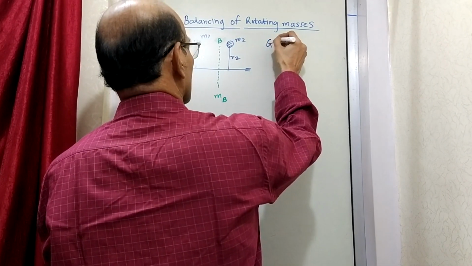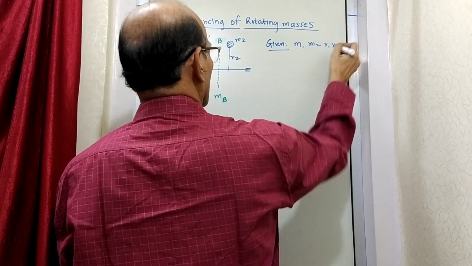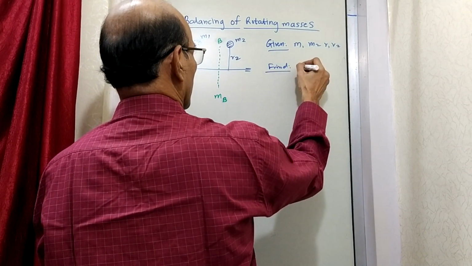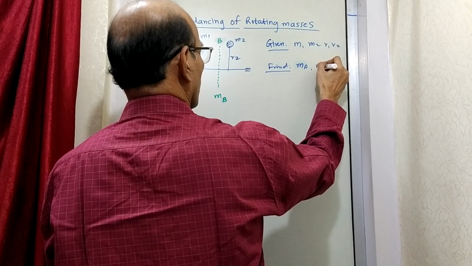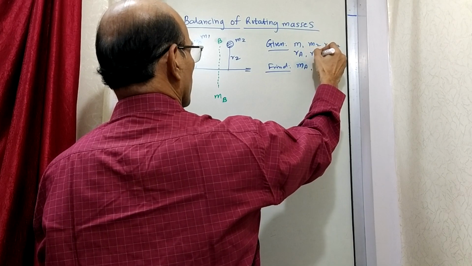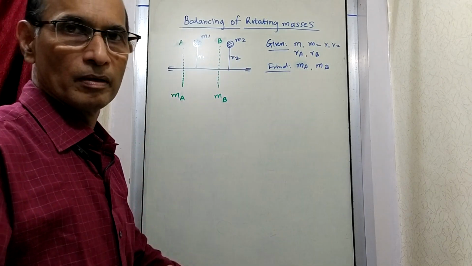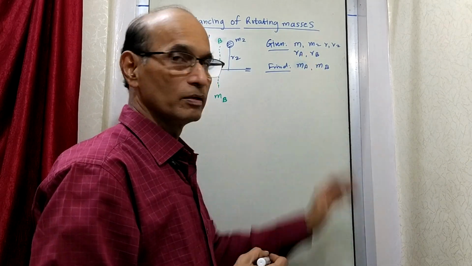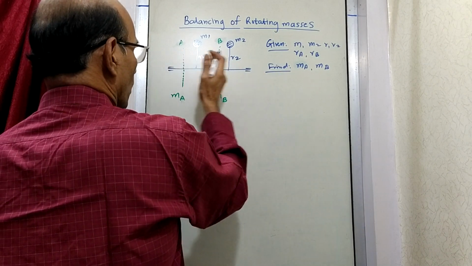So given M1, M2, R1, R2, and find mass A and mass B, where RA and RB are also given. That means at what distance you are going to put these masses is given, because a lot of variables are not possible. So only the masses you have to find out. The rest, everything is given to us. Even various distances are also given. Whatever distances you require, all these are available.